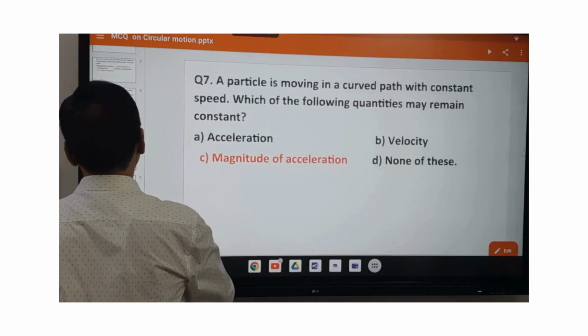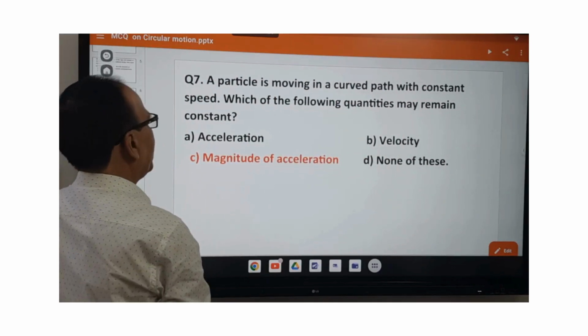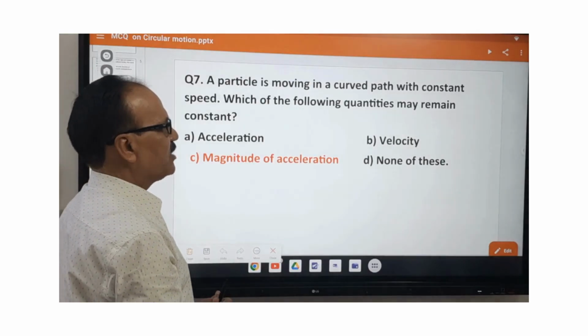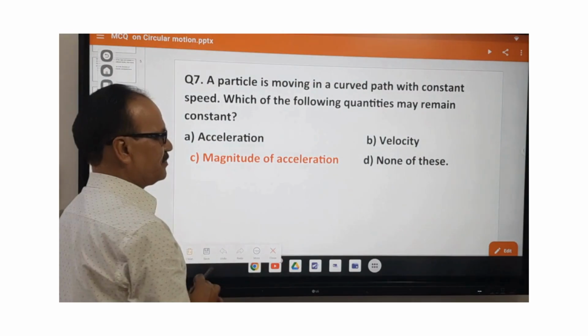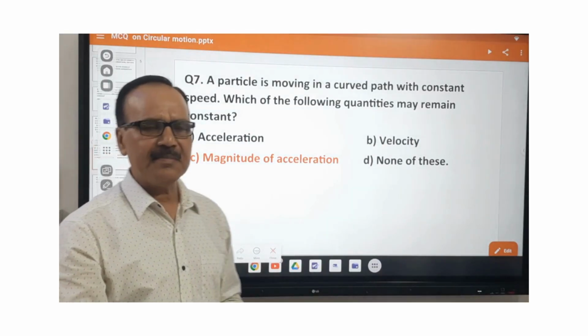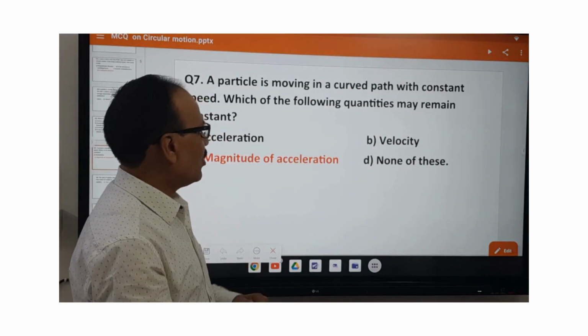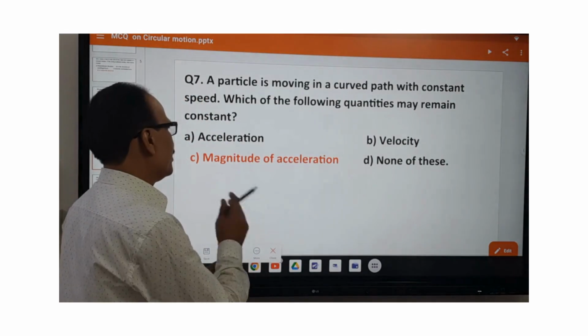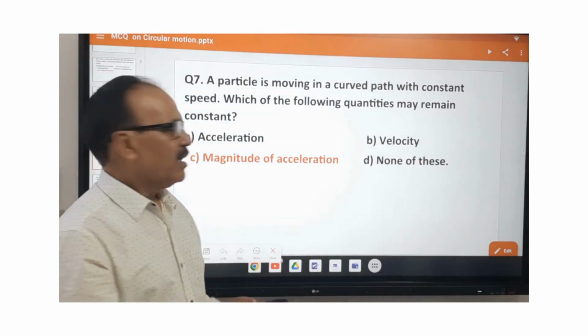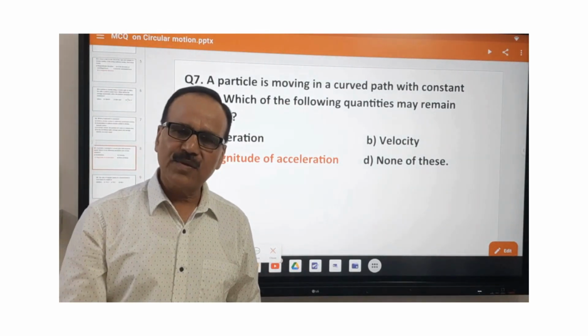Next, a particle is moving in a curved path with constant speed. Speed is constant. When speed is constant, it means the magnitude of velocity is constant. So which of the following quantities may remain constant? Acceleration. Acceleration is a vector quantity.